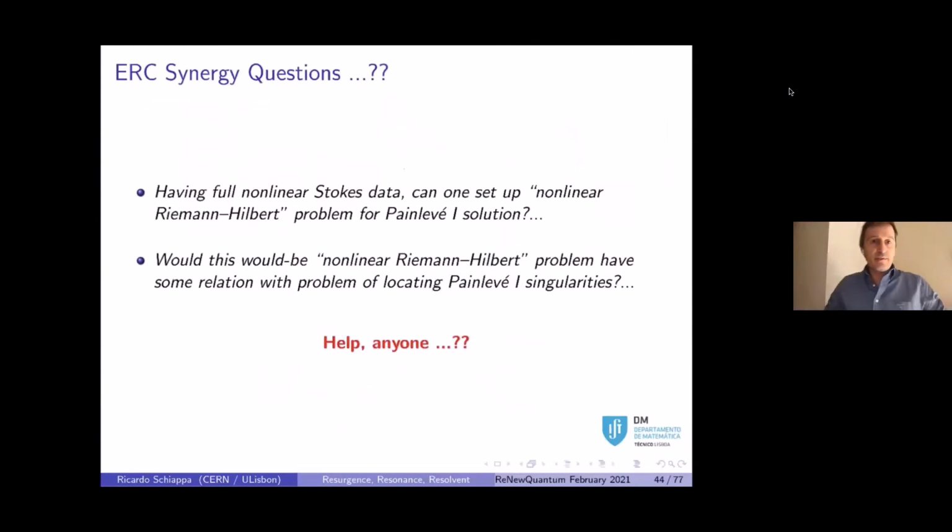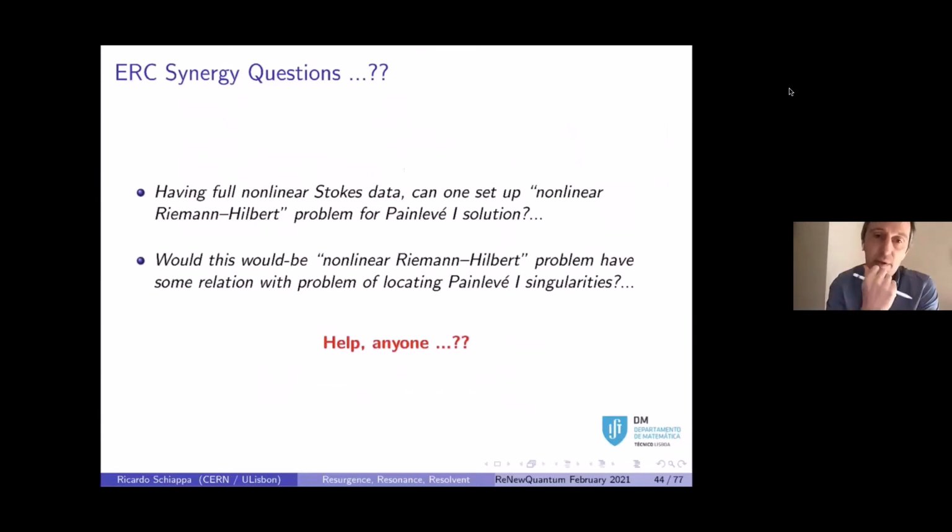And so in this ERC synergy spirit, now we have two questions that I just started thinking about. So we actually have not a lot of insight. And if anybody wants to discuss, I'll be happy to. So one thing you could ask is that now I have full nonlinear Stokes data for the Polynomial 1 problem. That's done. Can one set up some sort? So that means in particular that I can write down Stokes automorphisms for the Polynomial 1 solution.